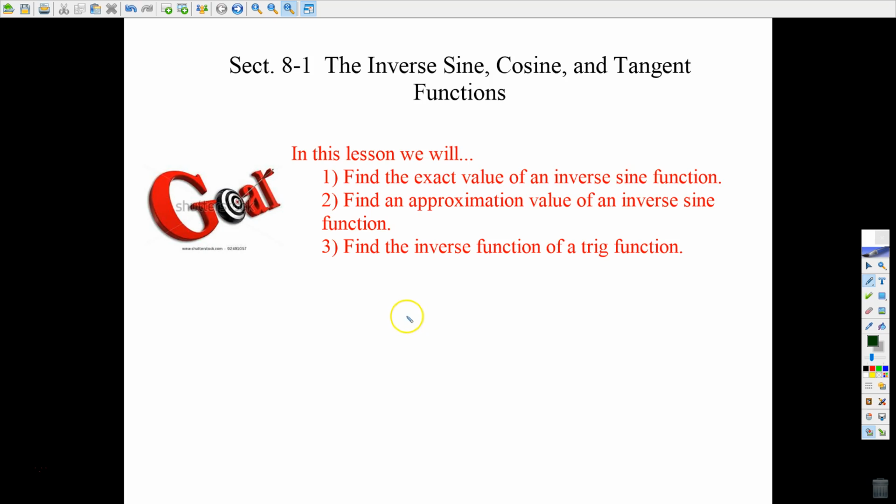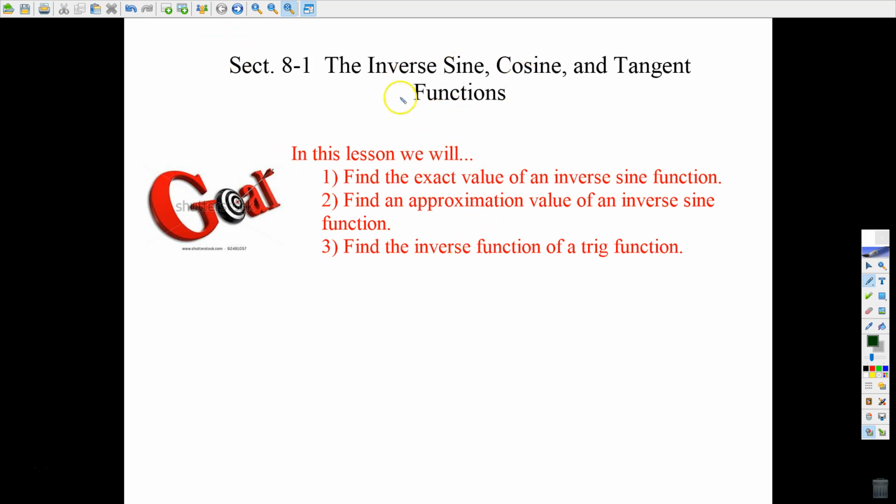Well, those are inverse ratios. If we take sine and flip it over, or in other words, write the inverse, we will have the cosecant ratio. And same thing for cosine. If we flip it over, we will have secant. But we're talking about inverse functions.